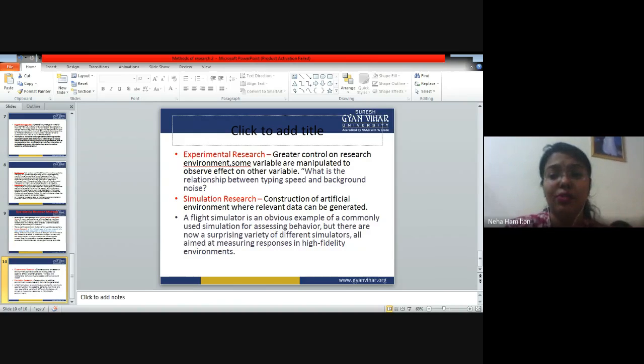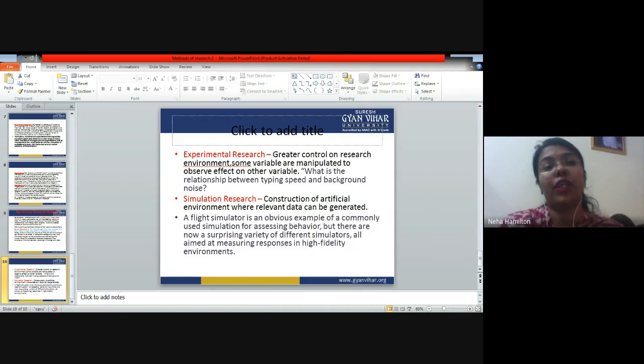In the same way, astronauts are sent to artificially created zero gravity zones so they can experience what kind of challenges they can face there. Different kinds of challenges are given to them, so we can assess how the person is reacting. Is he fit to do the job? Research can be done on what the challenges can be and how to deal with them. That is called simulation research, which is the construction of an artificial environment where the relevant data can be generated.